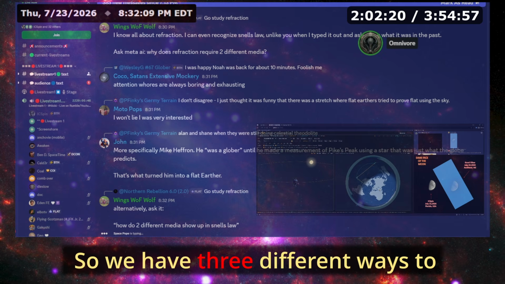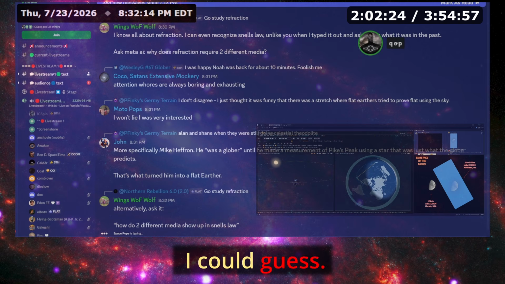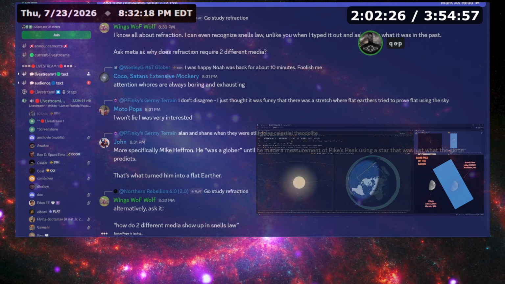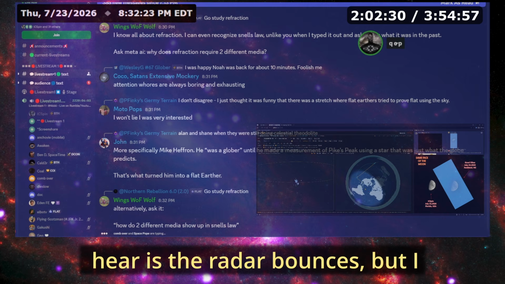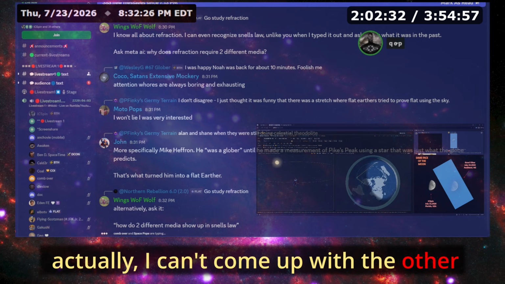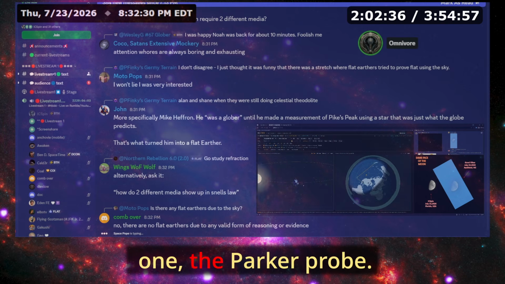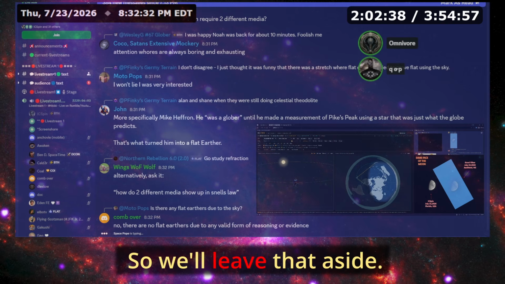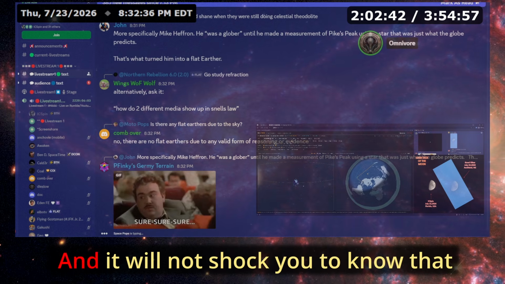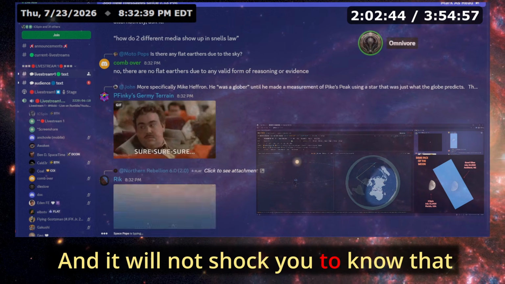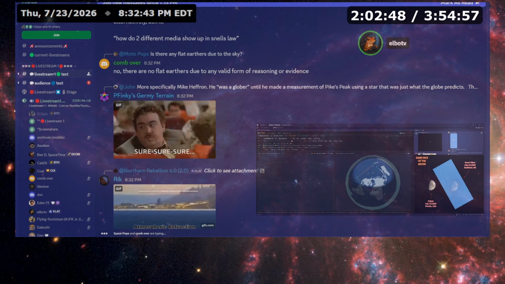We have three different ways to measure distance to the sun. Do you know what they are? I could guess. Okay, go ahead. Well, mostly all I ever hear is the radar bounces, but I can't come up with the other two right now. Okay, I'll give you the easy one, the Parker probe. Now you don't believe in it, so we'll leave that aside. The other one is the transit of Venus. And it will not shock you to know that these all more or less agree on the distance to the sun.